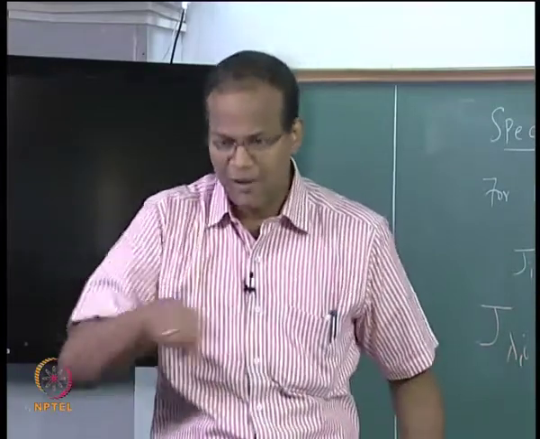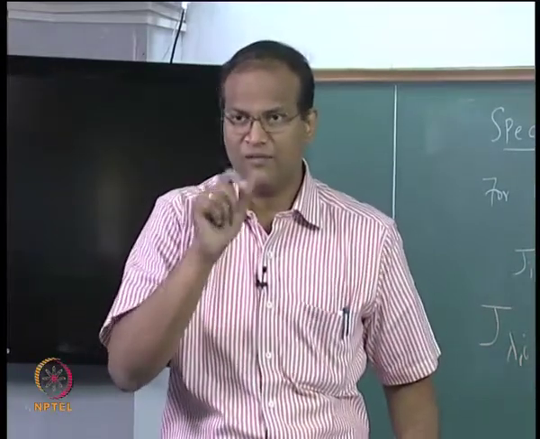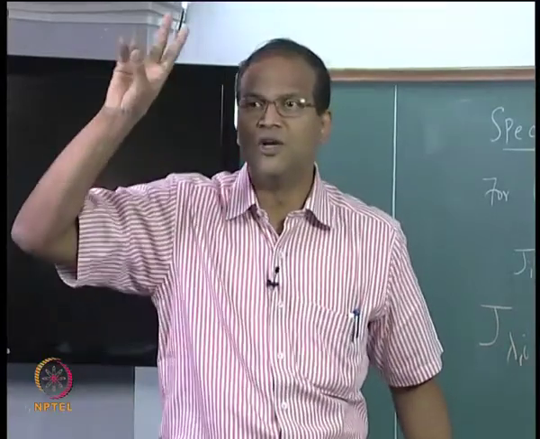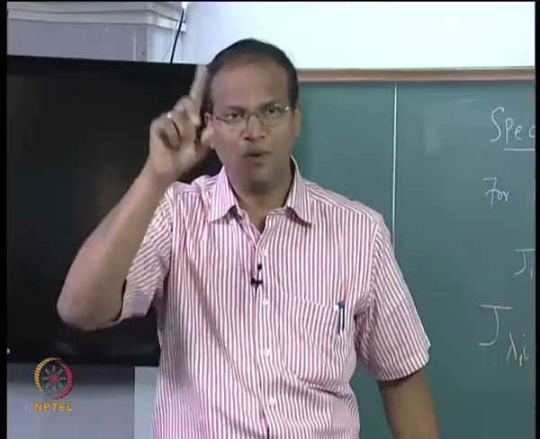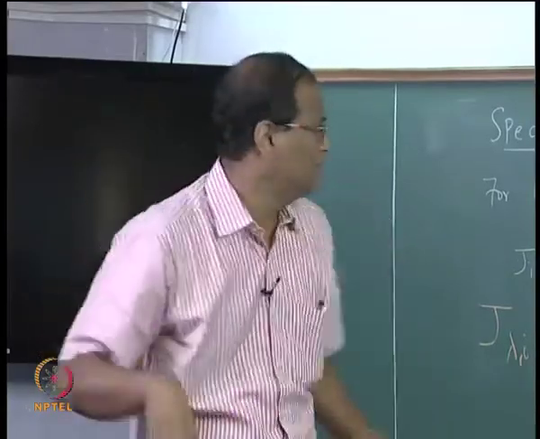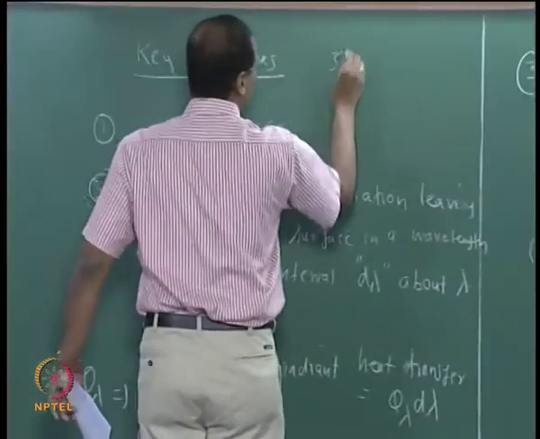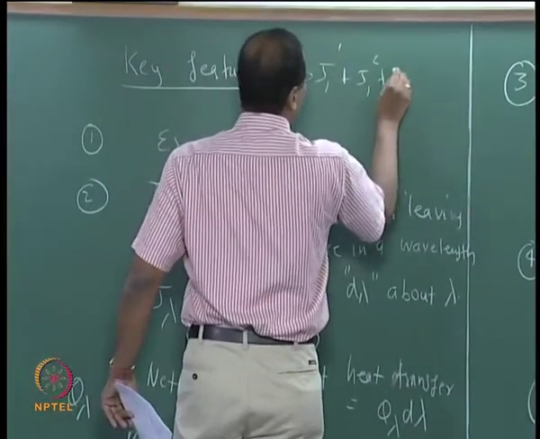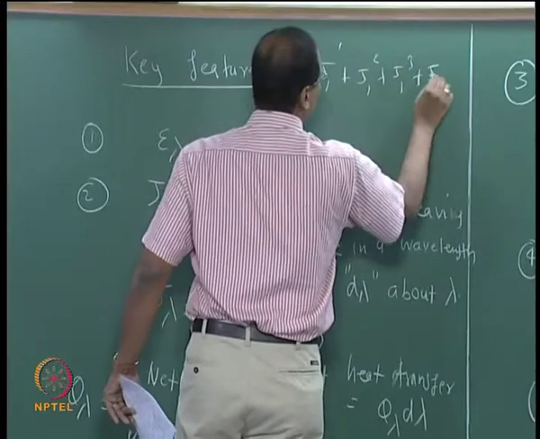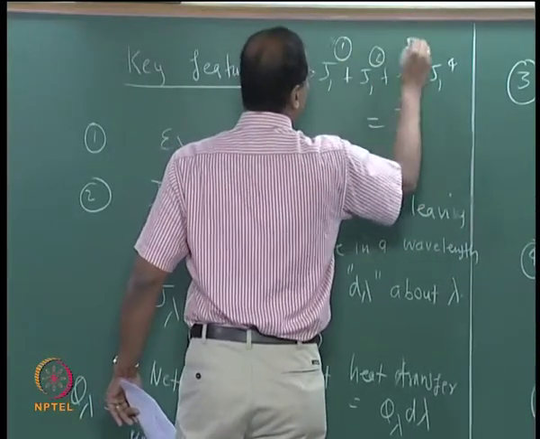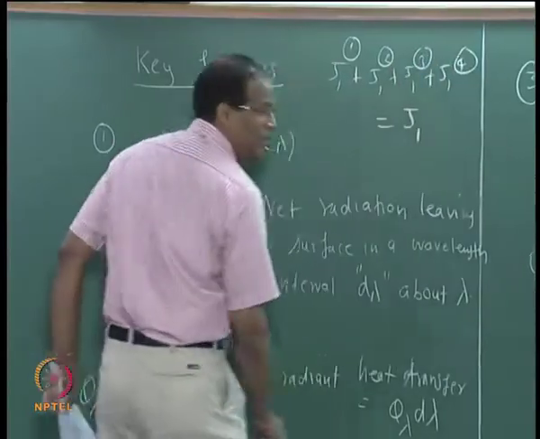So J1 itself, if 1 is the first surface, we can use a superscript for wavelength intervals 1, 2, 3, 4. Then you will have J1 1 plus J1 2 plus J1 3. Are you getting the point? All these refer to the wavelength bands.